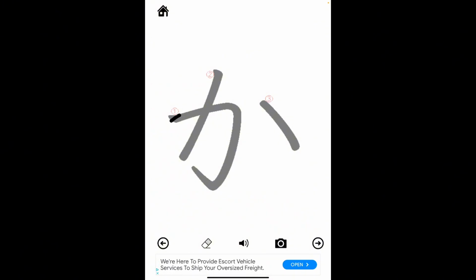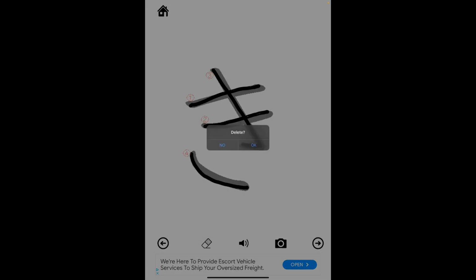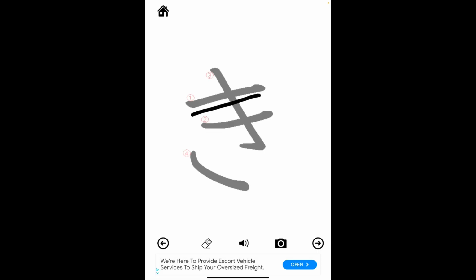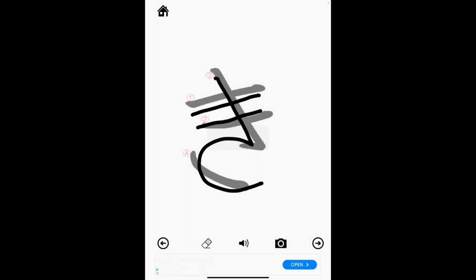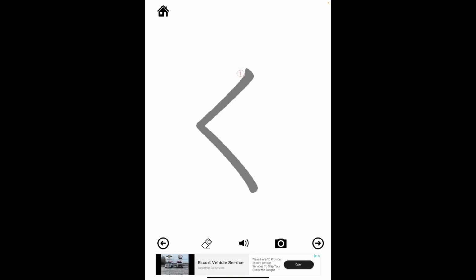So ka, ki. And what's funny about ki and there's characters ki, sa. I think it's ki and sa. So ki, you would do like this. Or you could do it like this. I know my handwriting isn't perfect.